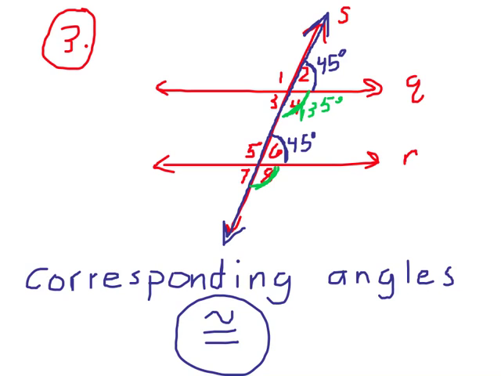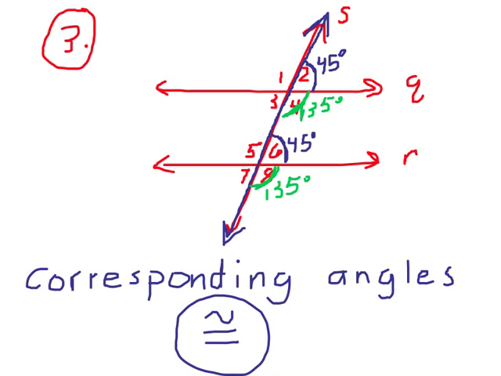This angle here corresponds to angle 8. Therefore, they are congruent. So angle 8 is also 135 degrees. There are still more corresponding angles here. Let's go through this. Angle 1 on this side of the transversal, angle 1 corresponds to angle 5. They're going to be equal as well. Angle 3 corresponds to angle 7.